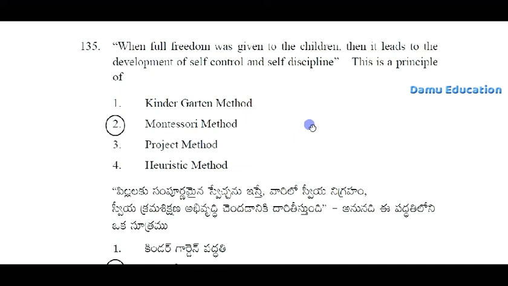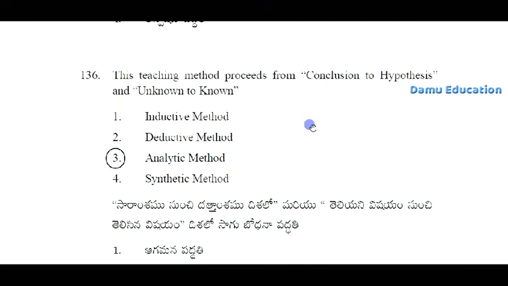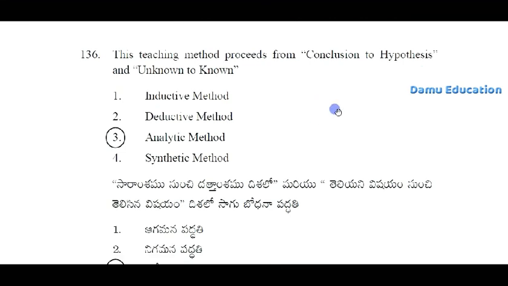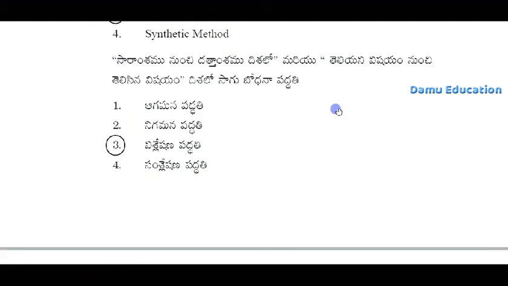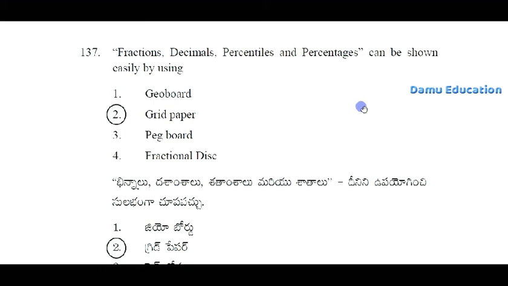When full freedom is given to the children, it leads to the development of self-control and self-discipline. This is the principle of the Montessori method. This teaching method proceeds from conclusion to hypothesis and unknown to known: the analytic method. Fractions, decimals, percentiles and percentages can be shown easily by using grid paper.